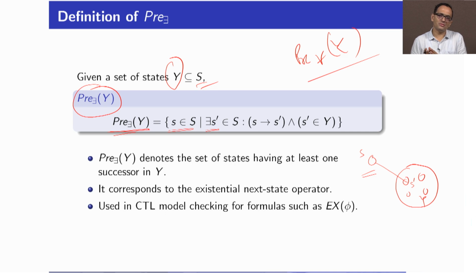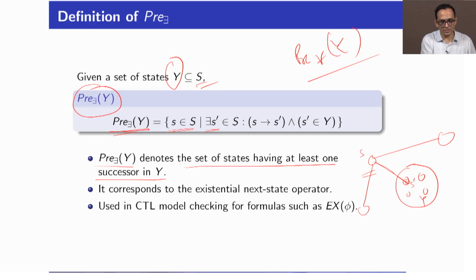Effectively, pre exists Y denotes the set of states having at least one successor in Y. It can have other successors going to other states, but at least one of the successors is in Y. So, it is the existential successor: that node has multiple successors, but one of the successors is in Y. It corresponds to the existential next state operator, and we will use this for calculating EX phi.